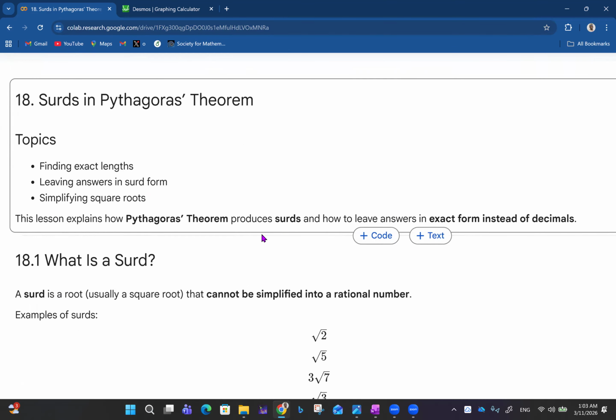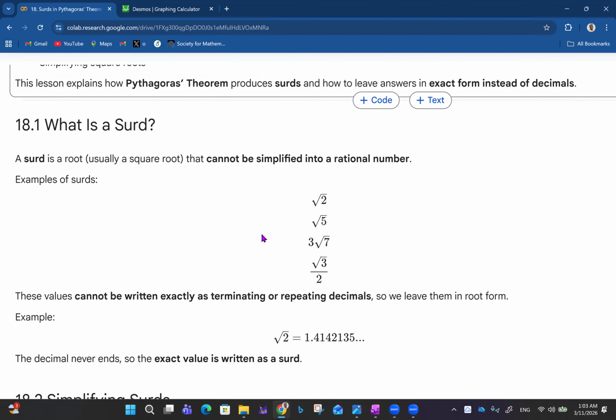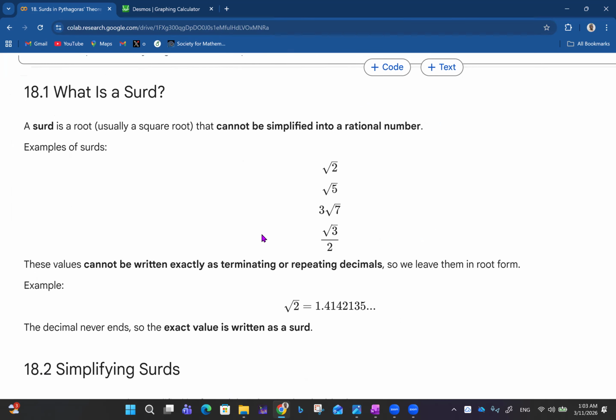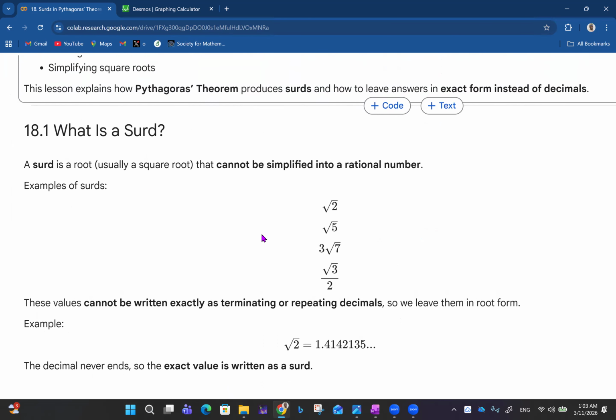I mean, we've talked about that a bit in the last video. So, question again, what is a surd? Of course, in case this is your first video, and you've not seen previous videos, I think it's always important to reiterate the idea of a surd. So a surd is a root, usually a square root, that cannot be simplified into a rational number.